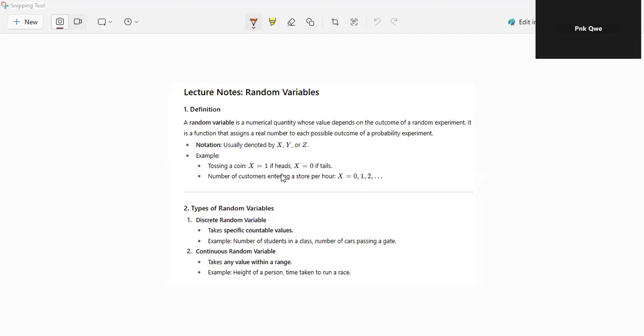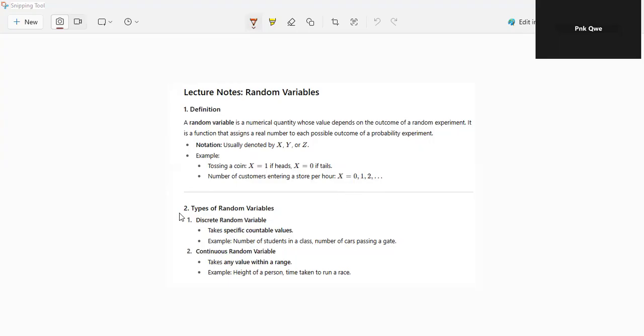If you're tossing a coin, for instance, X can be the number of heads. The number of entries you're going to have will be the chance of having 0 heads, 1 head, or 2 heads. So these are the outcomes.